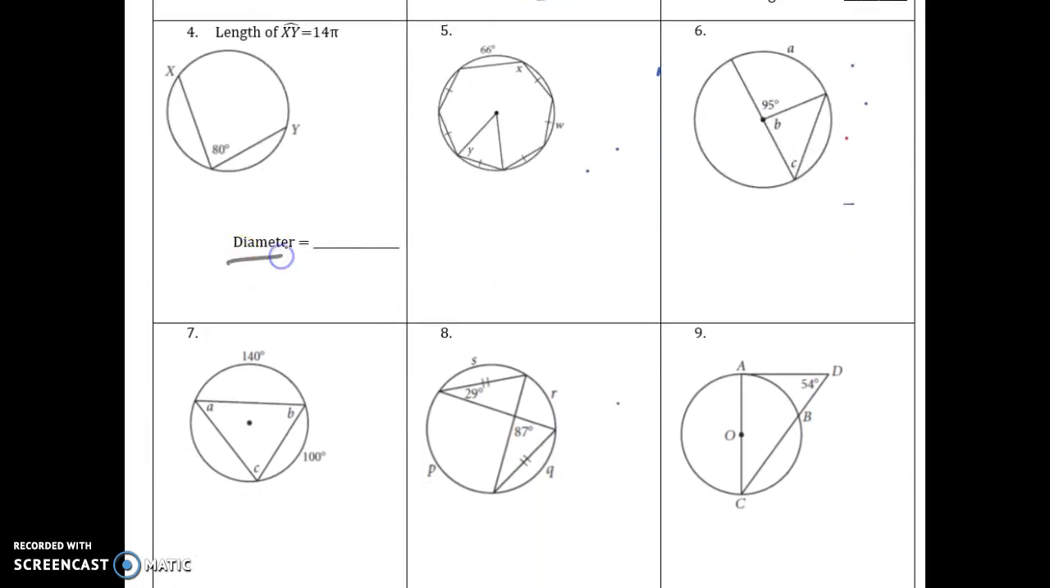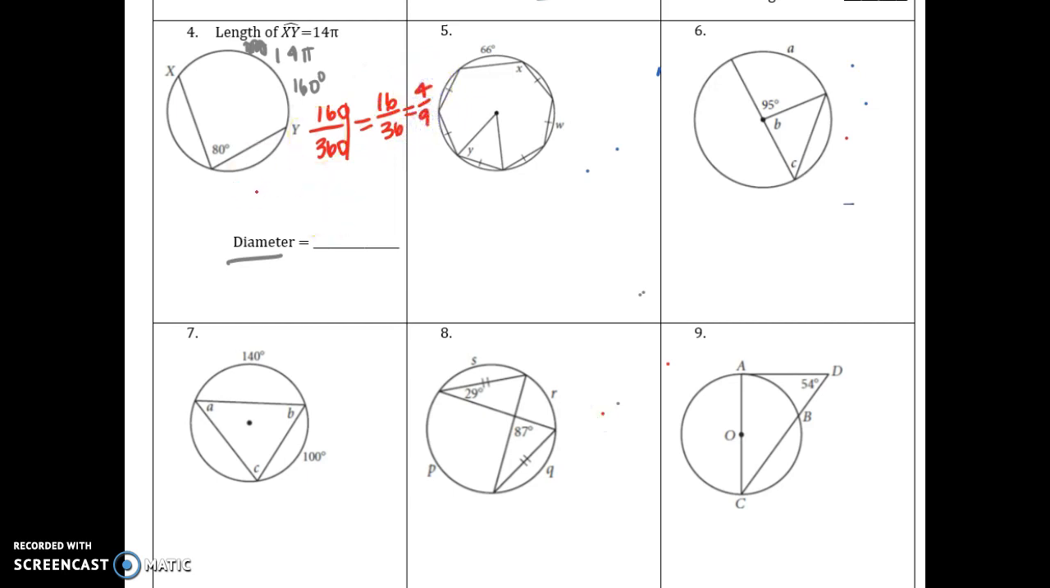So this time I want to find the diameter of the circle, so I have to think backwards. I know the length of this arc is 14 pi, and I know this inscribed angle is 80, which means the degree measure of this arc would have to be 160. So let's continue the process like we normally would. I've got 160 out of 360, which is 16 out of 36, and when I reduce it again, they both divide by 4, so 4 over 9.